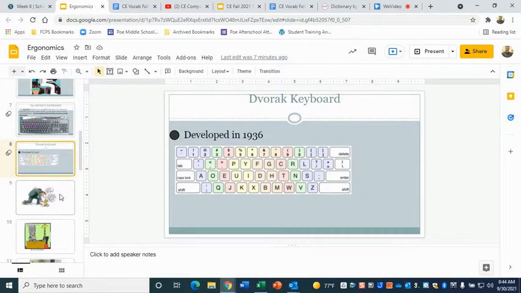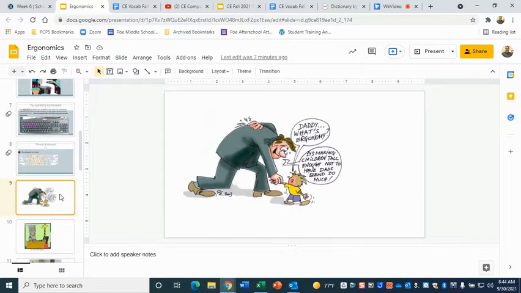So let's go back to ergonomics. Look at this cartoon. The child says, "Daddy, what's ergonomy?" And the dad says, "It's making children tall enough not to have dads bend so much." And basically, this is ergonomics because when the parents have to bend over, they're putting strain on their back.